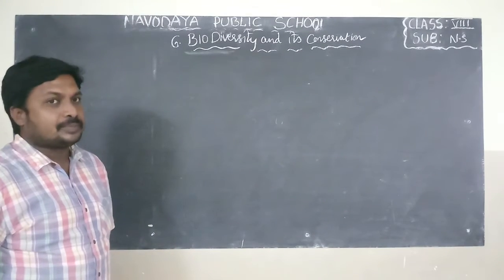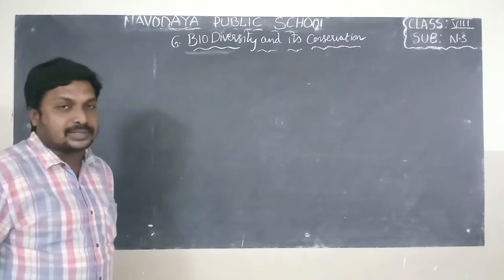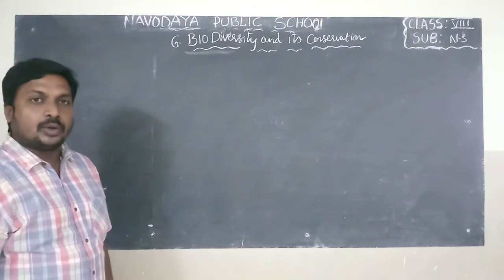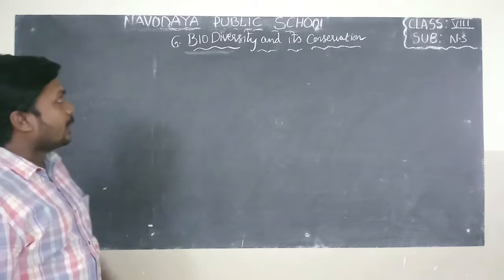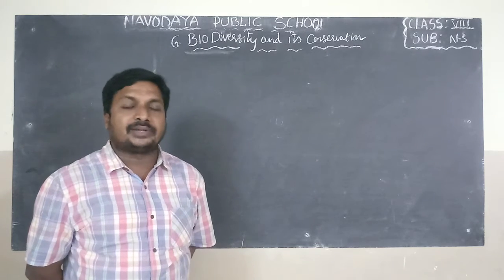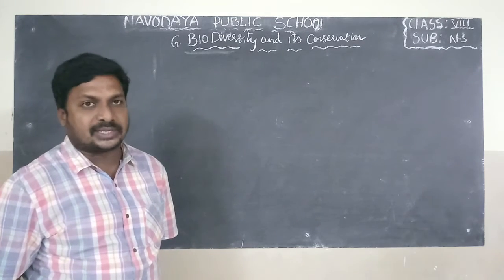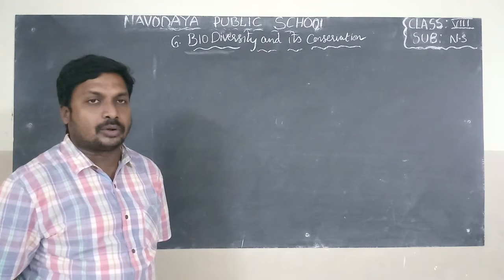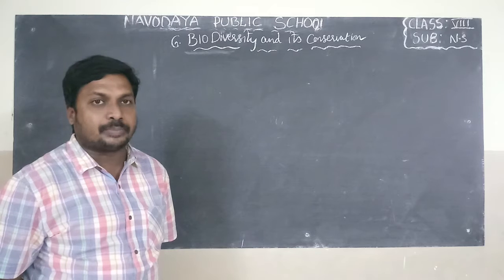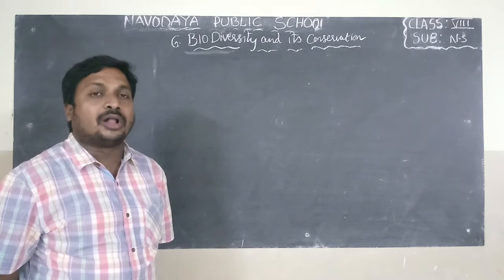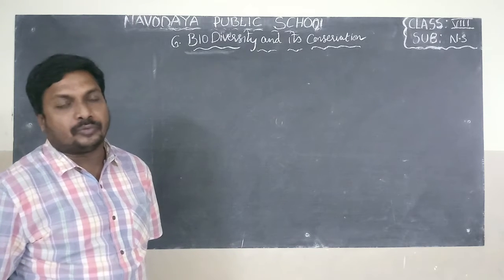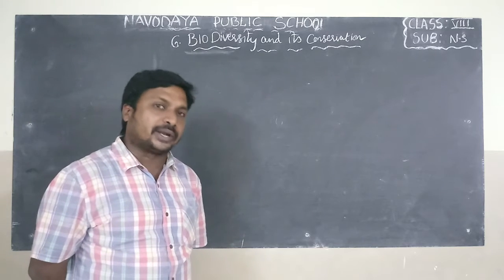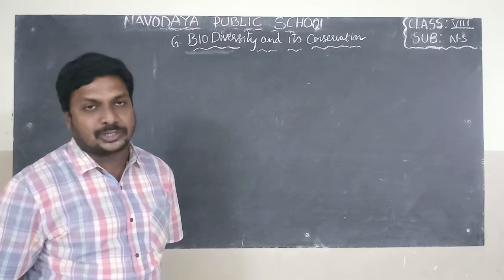In the previous class, I completed the biodiversity and its conservation topic. Today, I will revise the total lesson once again. What is meant by biodiversity? Biodiversity means biological diversity. If you observe in our India, we can find so many plants, animals, and microorganisms. All these are very useful to human beings. Whether they are useful or not, you have to protect them. You do not have the right to destroy them.